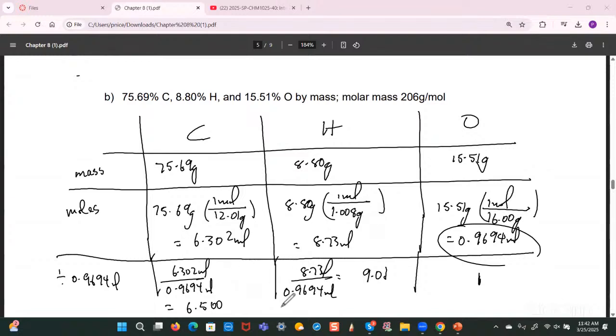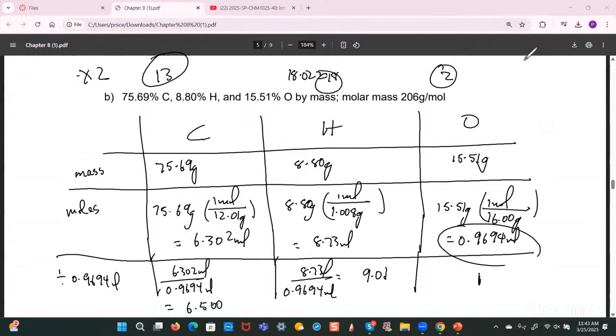Exactly. Multiply everything by 2. Now I've run out of space here. Let me just continue up here. Multiply by 2, right? So the 6.5 for carbon, when you multiply by 2, will give you 13. For the hydrogen, that will give you 18.02, which is approximately 18. And for the oxygen, when you multiply by 2, you're going to get 2 here. So these would be the subscripts in the final answer.